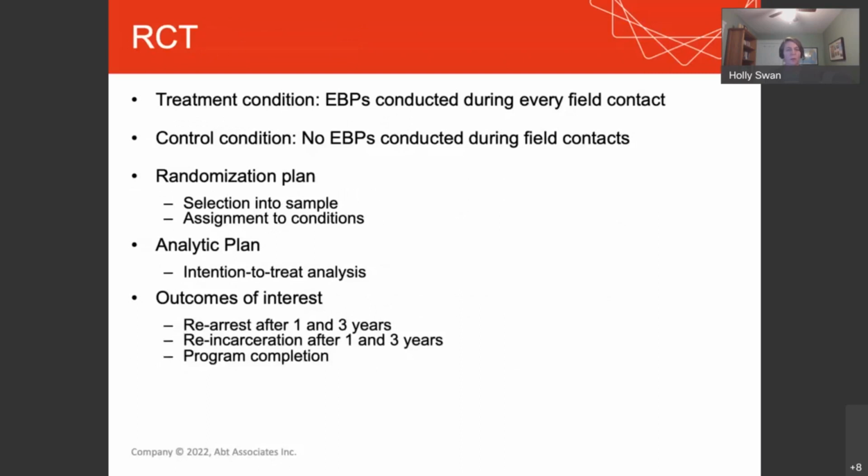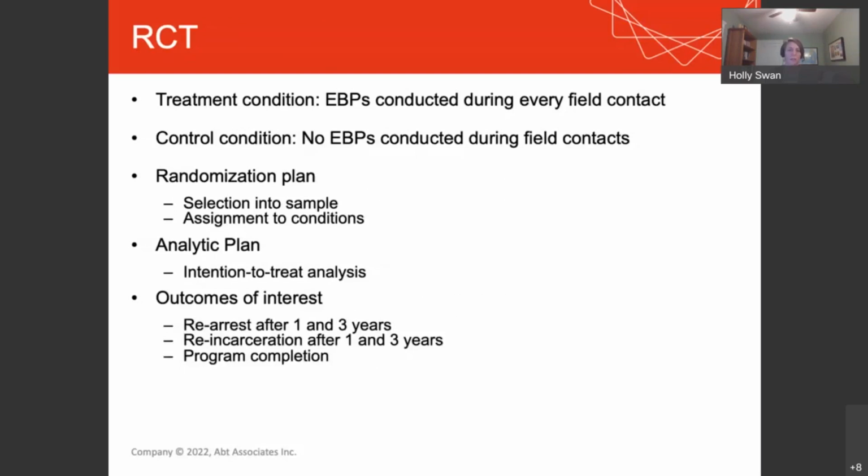A little bit more about the RCT. Our 2 conditions in the trial are the treatment condition, where essentially any case that's randomized to the treatment condition will receive an EBP during every field contact. This is compared to the control condition, where every case in that condition will not receive any EBPs during any of their field contacts.